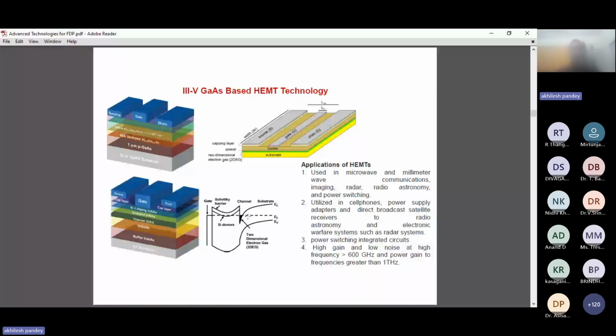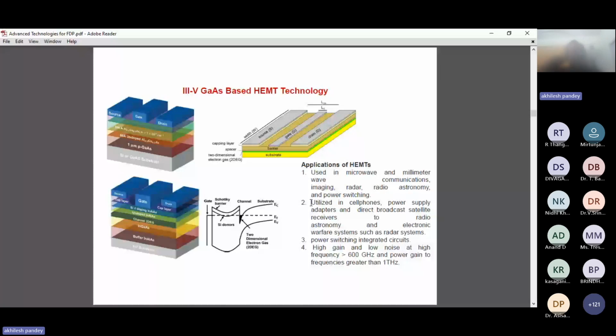And this HEMT, high electron mobility transistor, can be used in microwave and millimeter wave communication, imaging, radar, radio astronomy, and power switching. It can also be utilized in cell phones, power supply adapters, direct broadcast satellite receivers, radio astronomy, and electronic warfare systems such as radar systems. It can be used in power switching, integrated circuits, with high gain and low noise at high frequency, greater than 600 gigahertz for power gain to frequency greater than 1 terahertz.